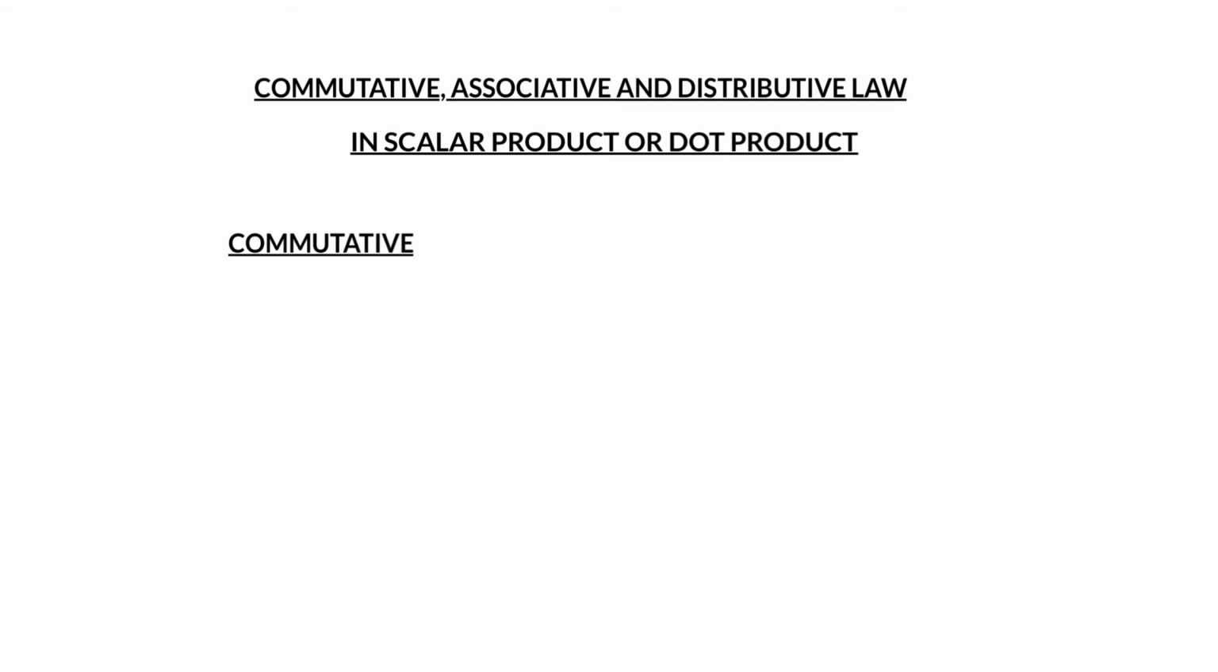Now we'll observe this scalar product, whether it is going to obey commutative law, associative law and distributive law. If you are taking this commutative law, then we can say that dot product is obeying this commutative law. That means the value of a vector dot b vector is equal to b vector dot a vector. So we can say that it is obeying this commutative law.